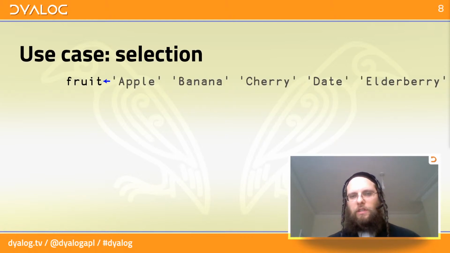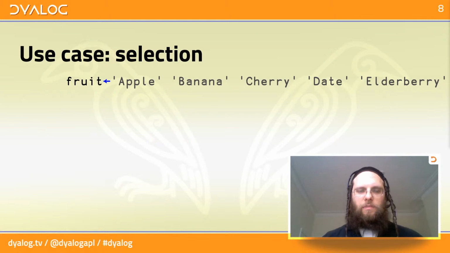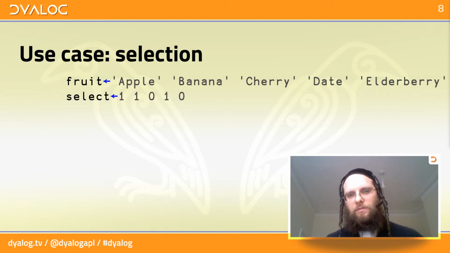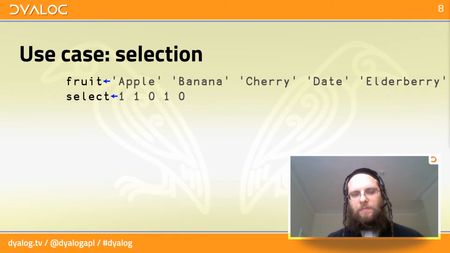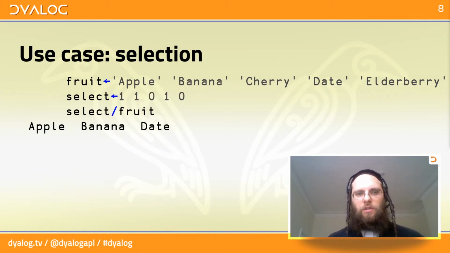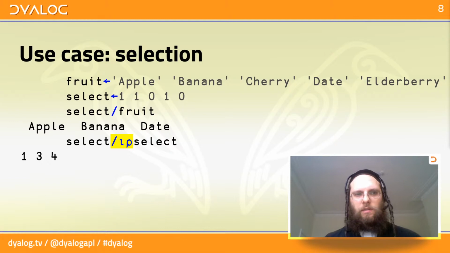So consider this. Here's a vector of some names, some items, and then we have a selection vector, right? So this means yes, we want an apple. Yes, we want a banana. No, we don't want a cherry. Yes, we want a date, and we don't want an elderberry. And we can use compress, and that gives us just the elements that we wanted. Or we can get the indices of the elements we wanted. So apple is number 1, and so on.